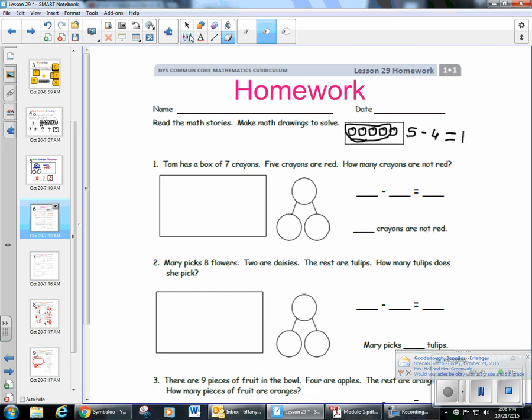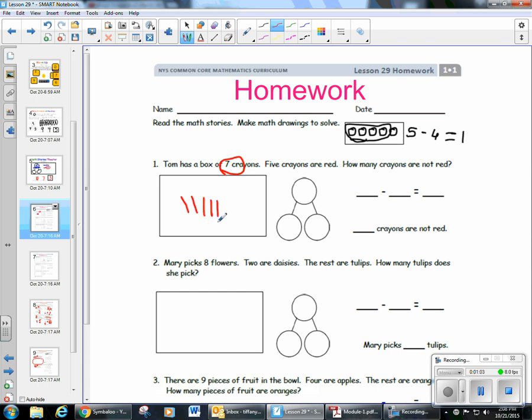All right, so for the first one, if Tom has 7 crowns and 5 crowns are red, how many crowns are not red? So what I would like them to do is draw their total, which is 7. So they can draw lines 1, 2, 3, 4, 5, 6, 7. There's their picture. If 5 are red, we know about those red crowns, so we're going to take those away. We already know about those crowns. We don't need to know about them anymore. So they're going to draw a line through 5 of them. 1, 2, 3, 4, 5.